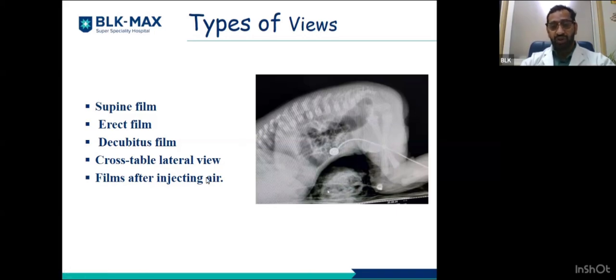And by doing the cross table lateral view, you can see the distal rectal gas, and then you can assess what will be the type of anorectal malformation. Sometimes air acts as a contrast media, and by injecting air, it itself acts as a contrast, and then you can probably have a better delineation of the obstruction, especially in upper duodenal atresias and jejunal atresia. So you can put some amount of air into the nasogastric tube, and then you can have a better delineation of the pathology.